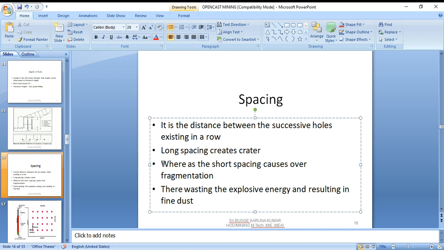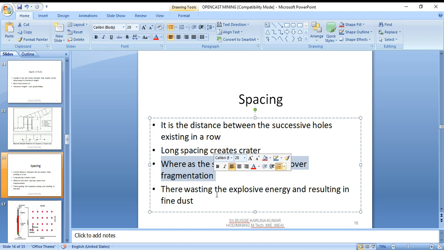This is also a big challenge. The fly rock problem is also there. So this type of spacing is one of the important factors for the design of an effective blast.